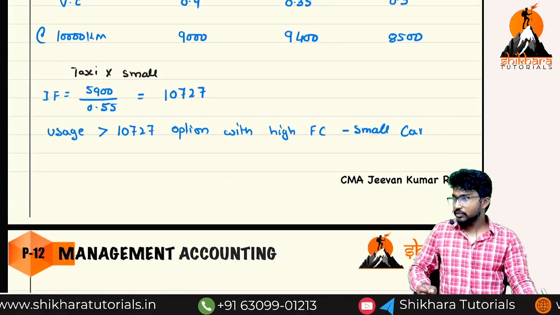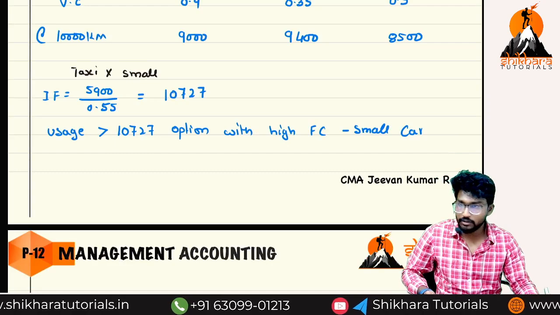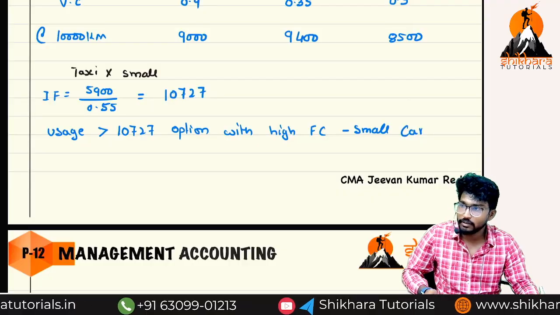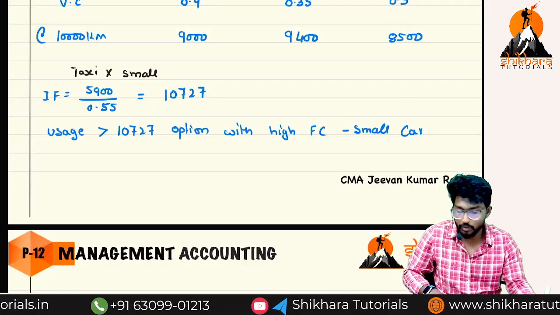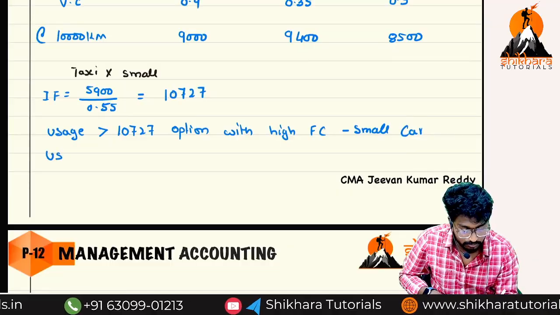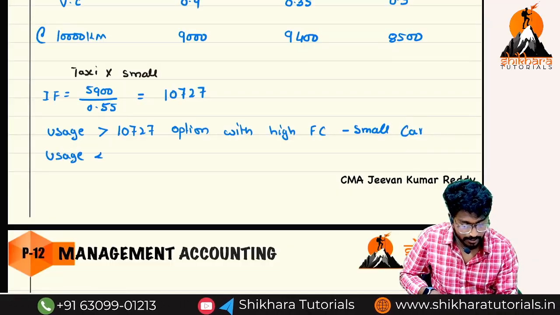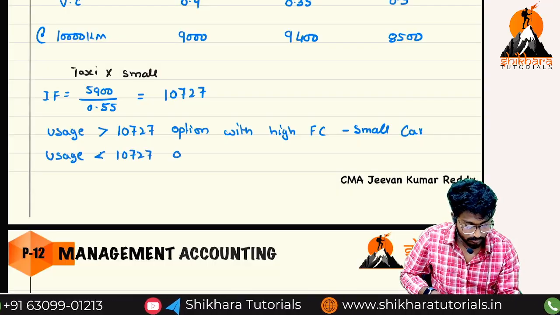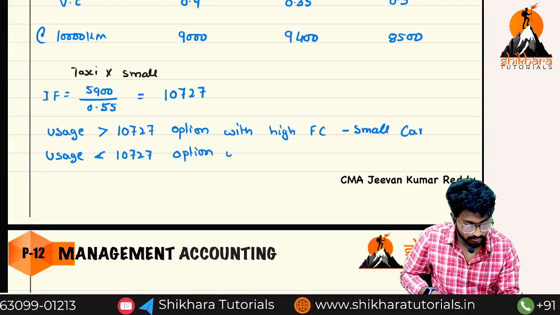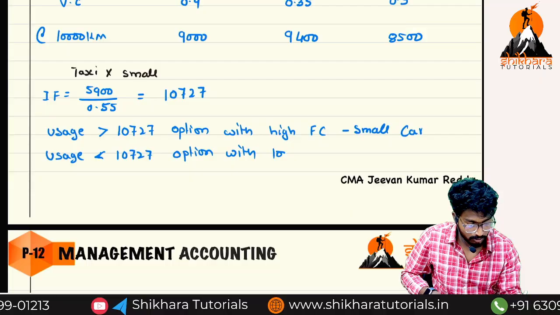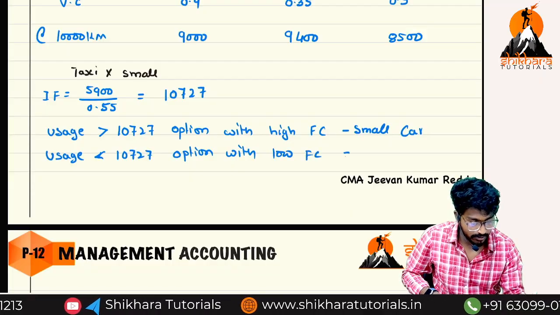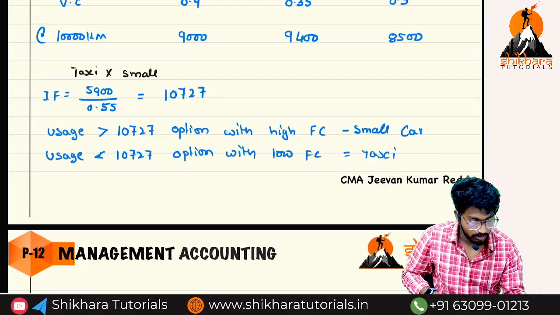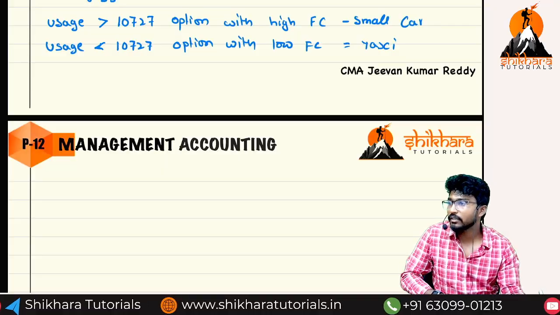Again, if your actual usage is more than 10,727, which one will you choose? You will choose the option with high fixed cost, small car. Usage less than the indifference point, that is 10,727: option with low fixed cost, that is taxi. Likewise, calculate for BC.